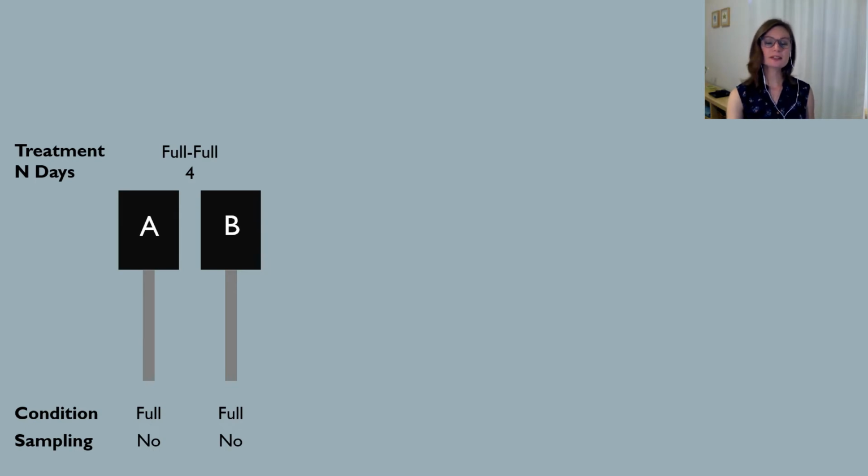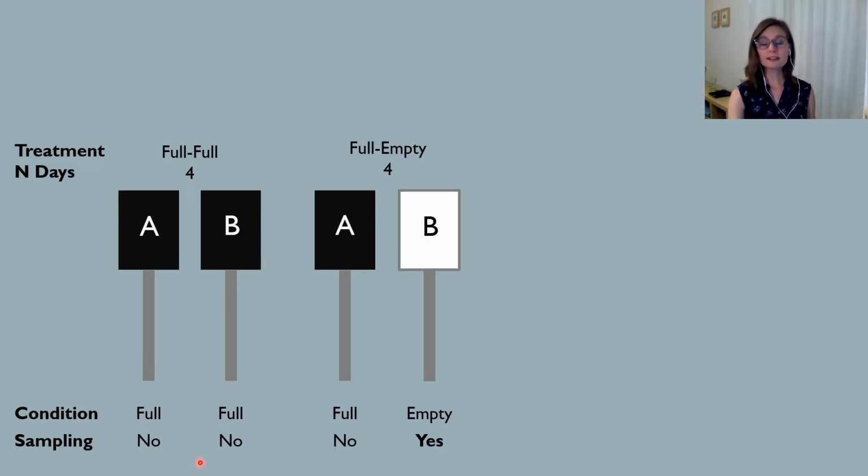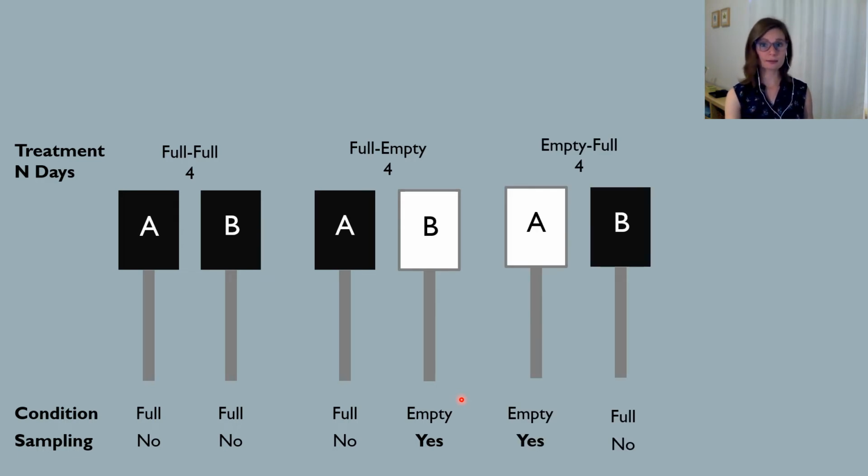So the experiment was laid out as follows. For the first 4 days, both feeders were full, ensuring that birds would come and use the resource we provided. Then we randomly emptied one of the 2 feeders at each of the 8 sites and measured sampling behavior at the empty feeder for 4 days.